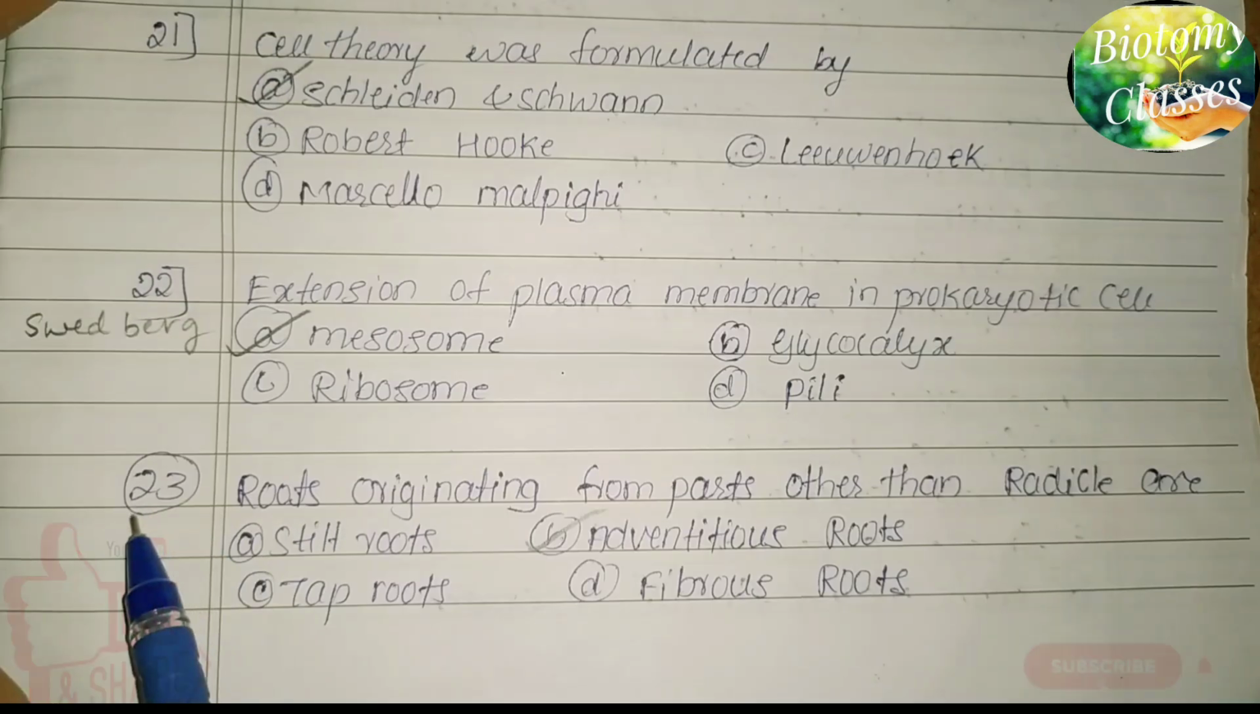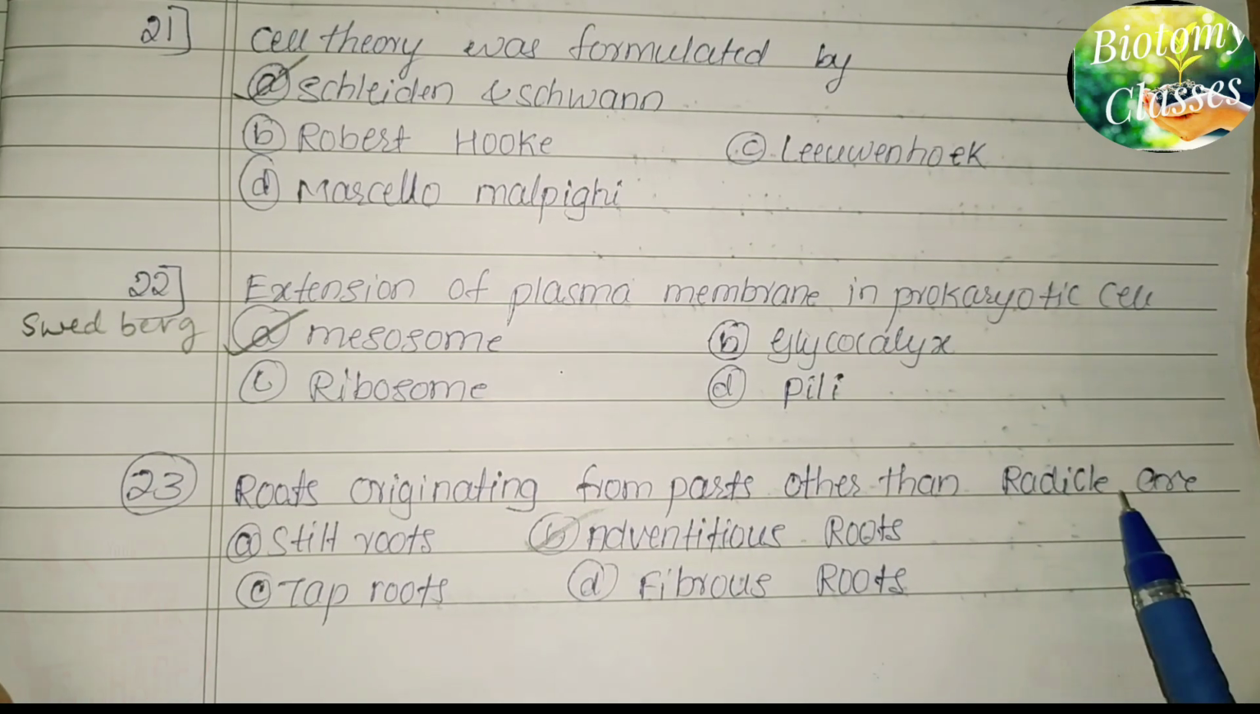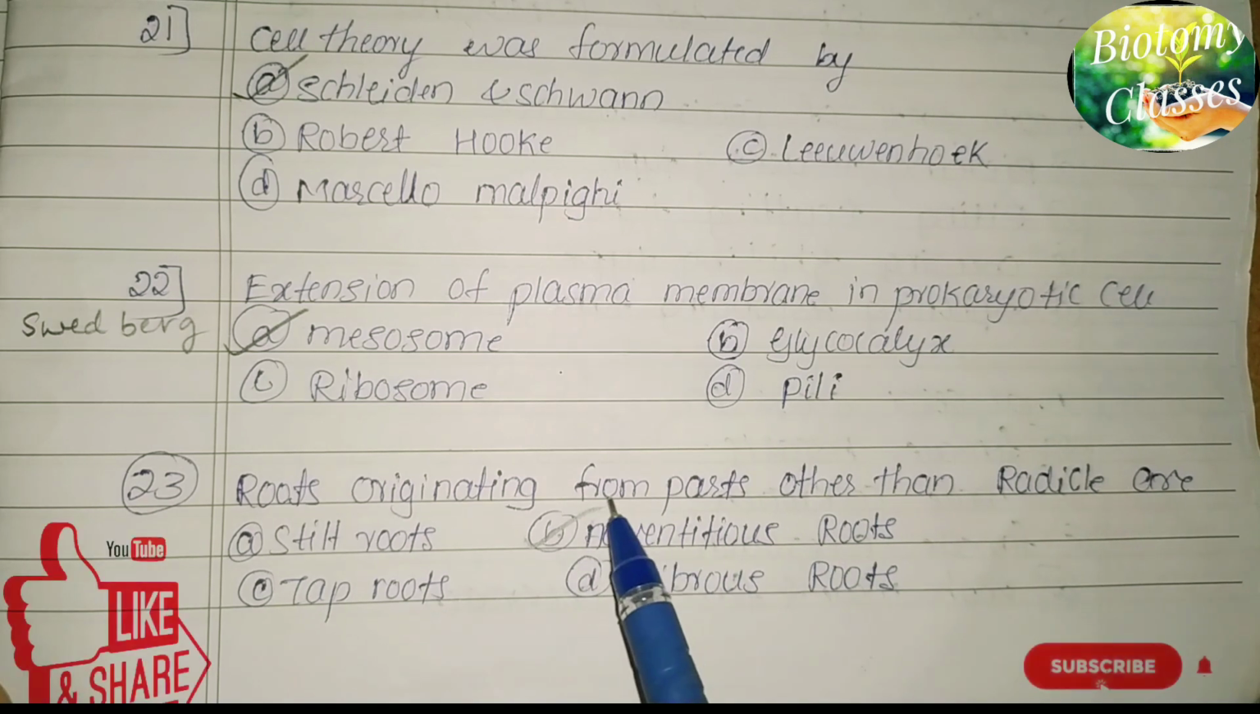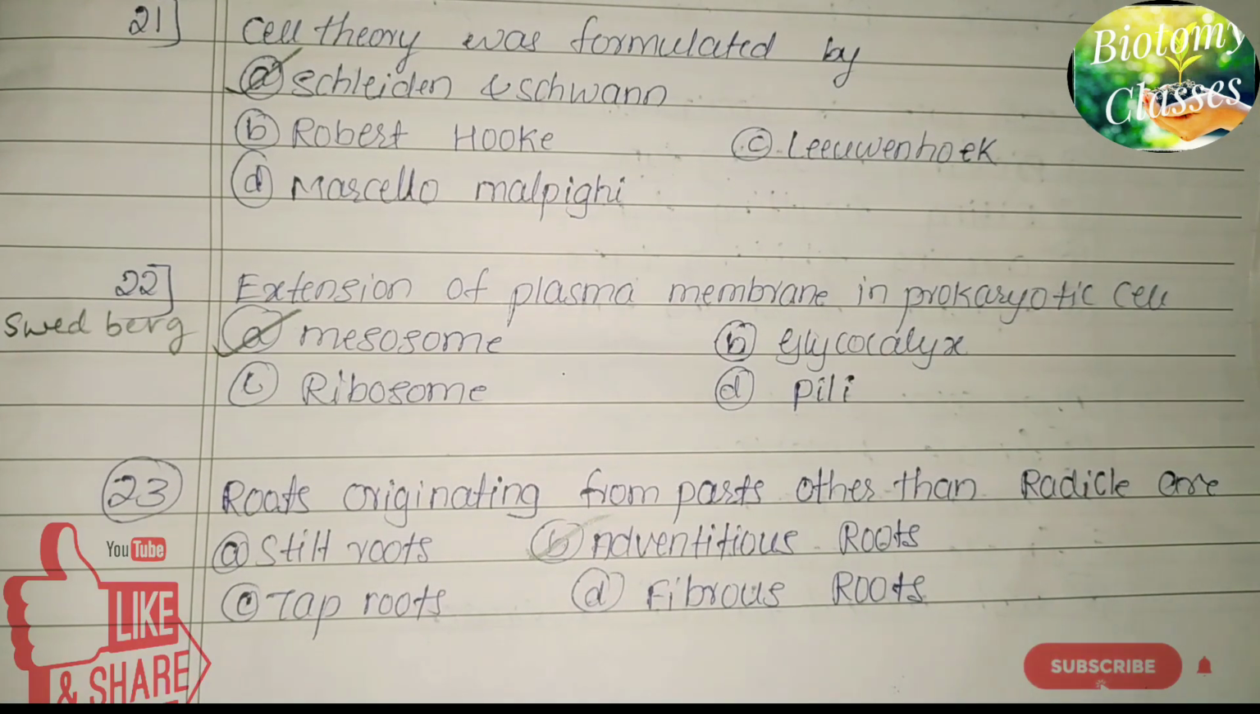Clear? 23rd question. Roots originating from parts other than radicle. So other than radicle, the roots that arise are adventitious roots. Those are called adventitious roots.